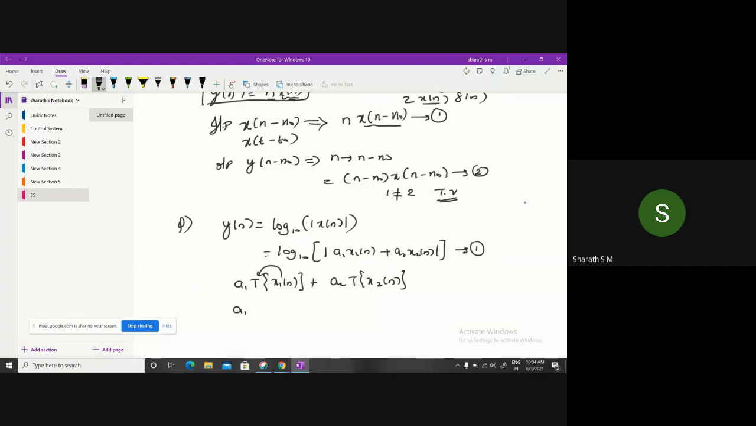So T of x1 of n again comes. T of x1 of n is equal to log of x1 of n. T of x2 of n is equal to log of x2 of n. So compare the equation 1 and 2. It is not equal. So it's non-linear.